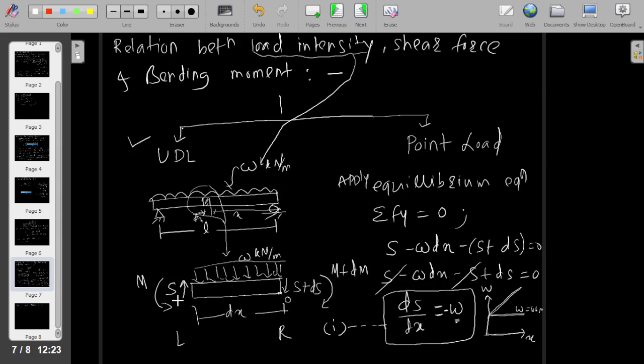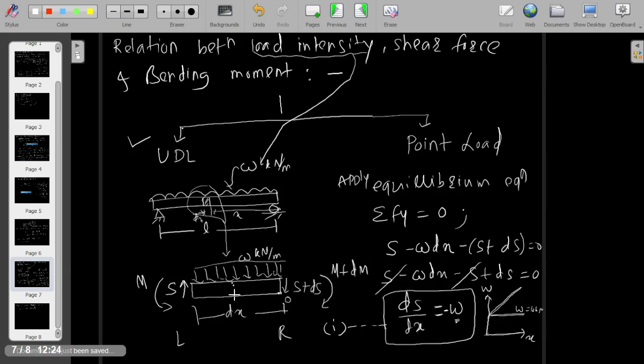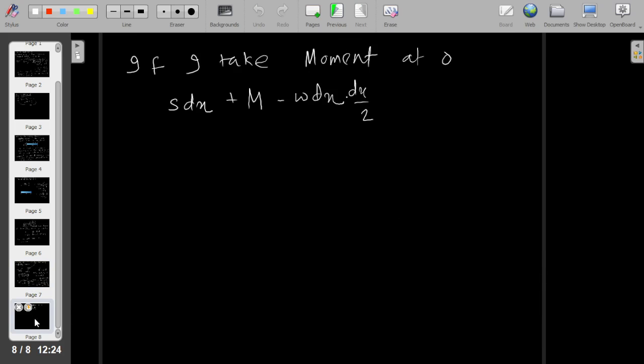This moment, because of the shear force, will go to zero. I will take S into dx because of this, and because of this moment, I will take it down. That's the thing I have to take the moment of. So it is S dx, plus M, minus W dx into dx by 2. Why dx by 2? Because this load is acting at half distance. Taking the individual loads is very difficult, so I take the whole load concentrated at the CG. That is what I am doing here. Minus M plus dM, because this moment is acting at that point. It is not a force, it is a moment load.